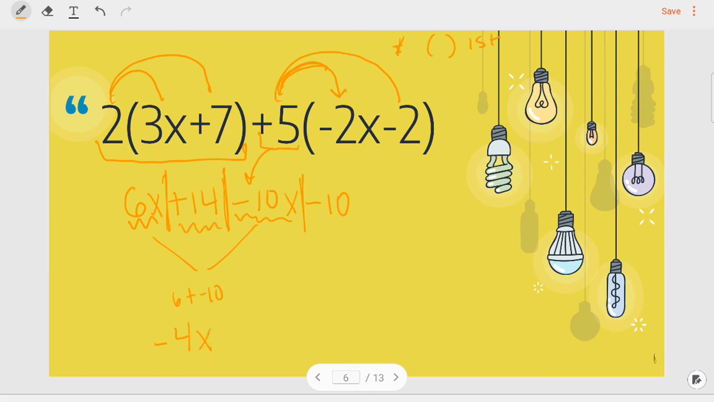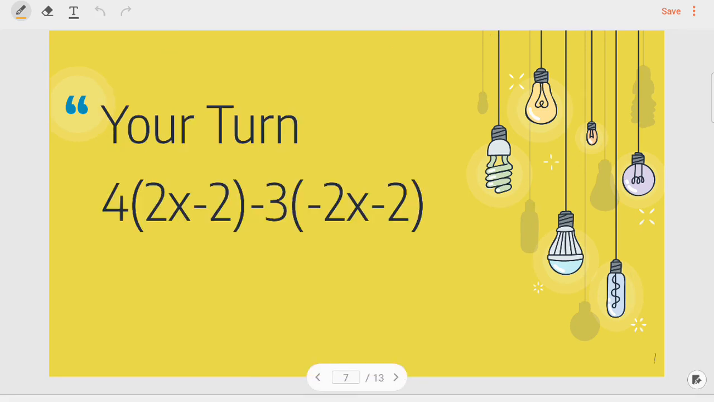Continuing on, positive 14. Let's do a different symbol. Positive 14, anything it's like terms with? Yep. Negative 10. Positive 14 plus a negative 10 gives me positive 4. So I'm going to bring down plus 4, and this is my simplified answer. Okay, your turn. Go ahead, try this example on your own, pause the video, and when you're ready to check your answer, press play.